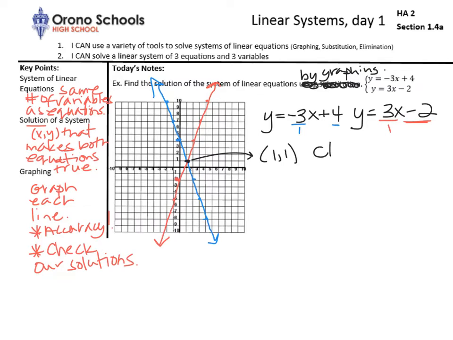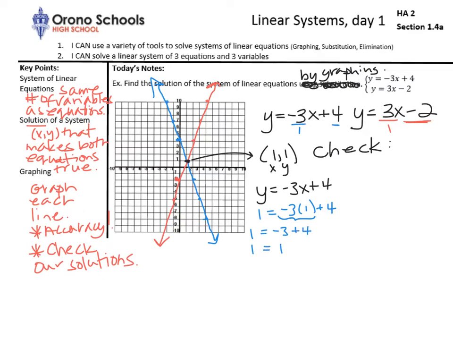But to check your solution, what we'll do is we'll substitute in x and y in each of the equations. I'll take the first one, y is equal to negative 3x plus 4, and I'll plug in 1 for x and 1 for y. If I have 1 on the left, and I plug in 1 on the right, negative 3 times 1 is negative 3, but when I add 4, I get 1 on the left and 1 on the right. That means 1, 1 is a point on that line.